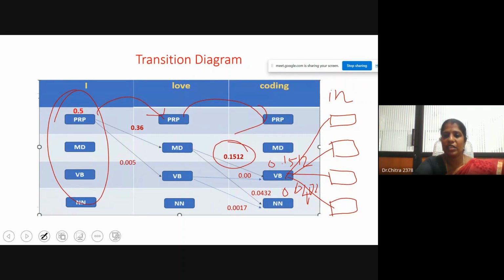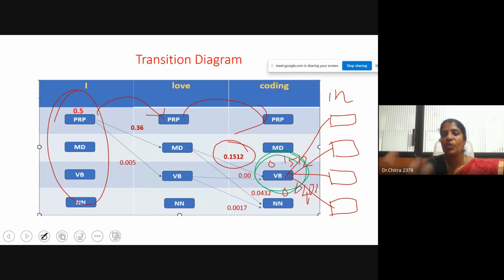Termination and backtrack the tag. Termination means that where the last maximum probability is, terminate in that step. In our example, the maximum probability is for VB, from MD to VB. So VB is the final node for us. Then backtrack: from the final node, see the previous one with the higher probability.